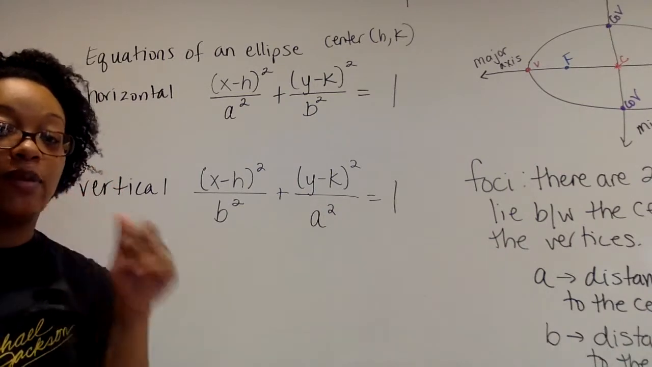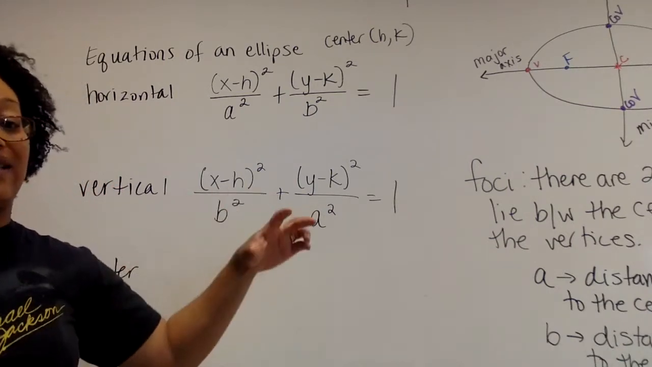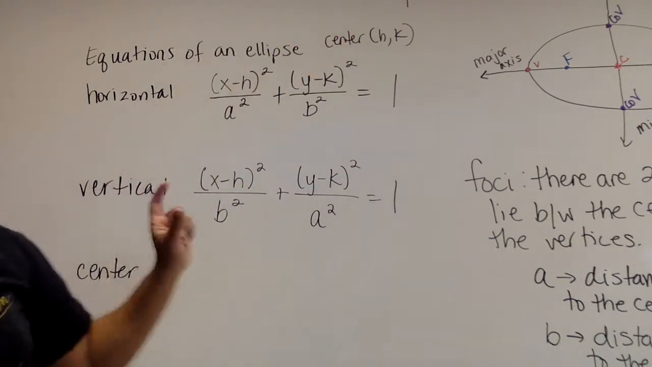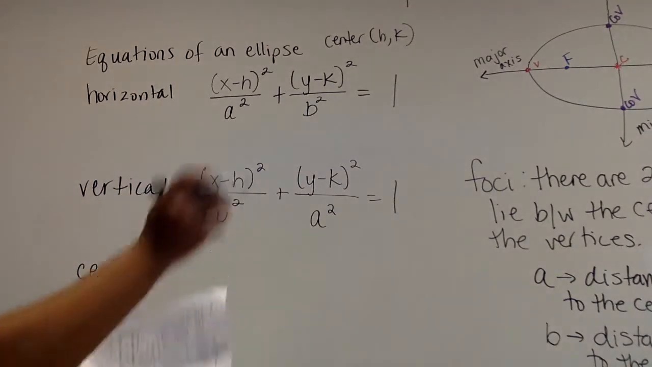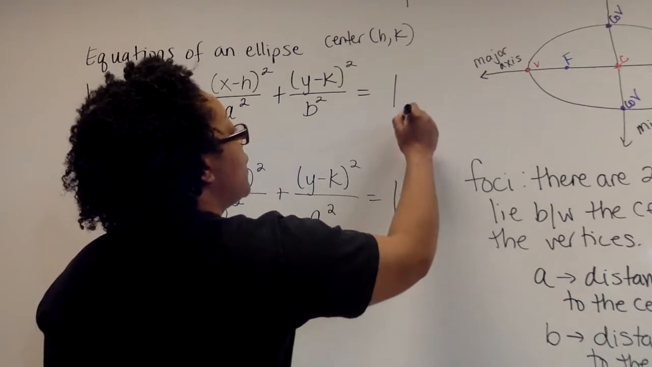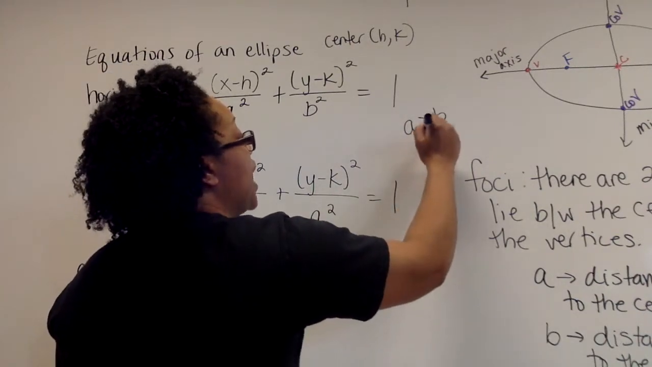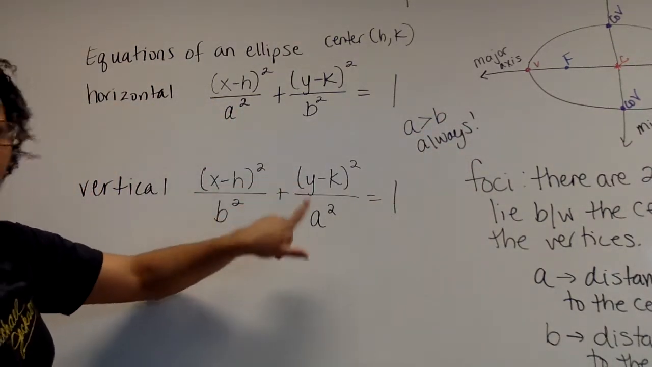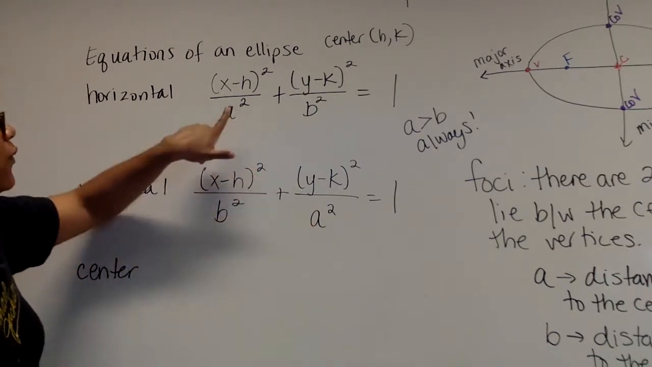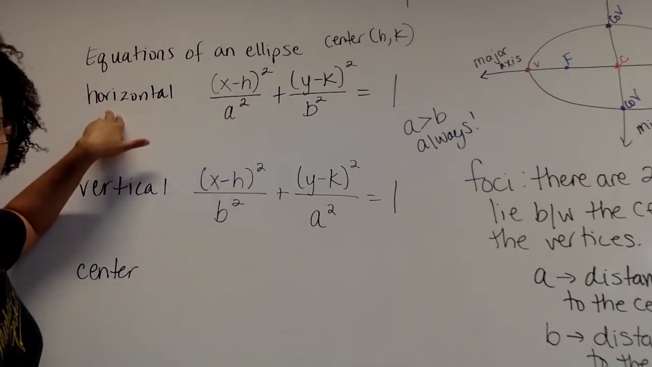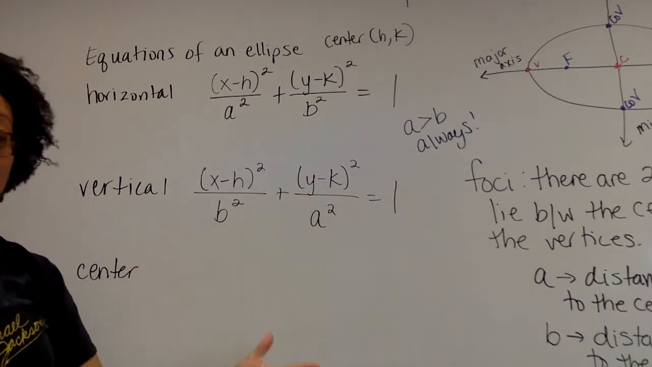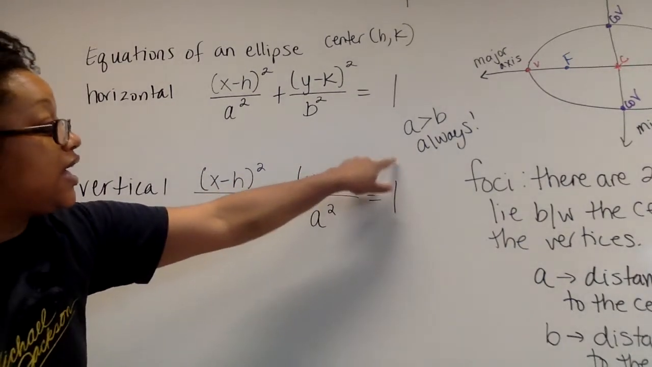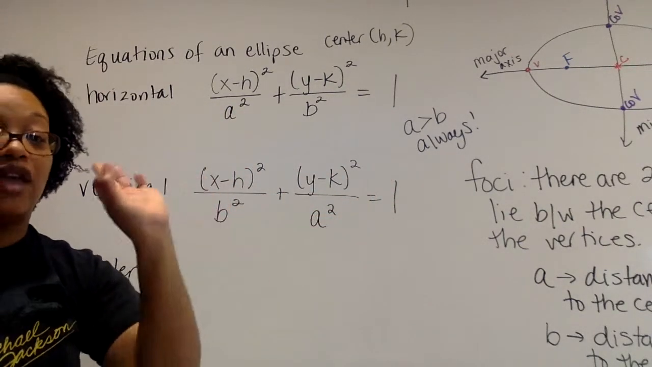Here's how you know the difference. Remember when I just said a minute ago that your a distance is always going to be bigger or longer because it's further away from the center? That's where this is going to come into place. In order to know the difference, you've got to remember that your distance A is always greater than B. So you're going to look for the larger denominator. The larger denominator is going to be your A. If you lead with the A, it's horizontal. If you don't lead with the A, it's vertical. Now, however you want to remember that is fine with me. It does not matter. But this is going to be the key. Your larger denominator will always be your A.